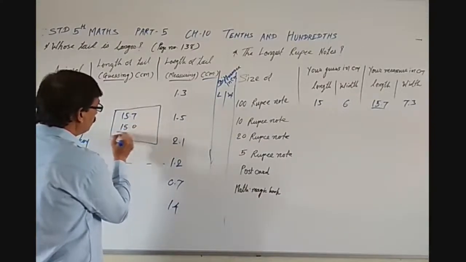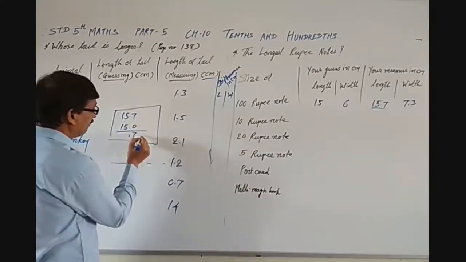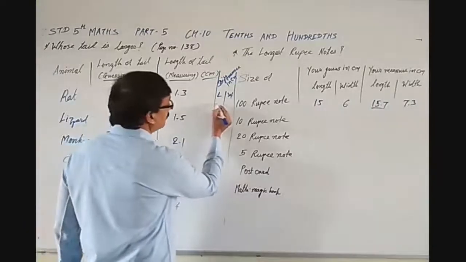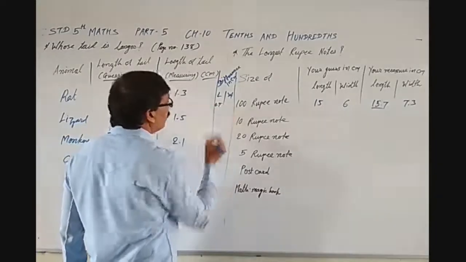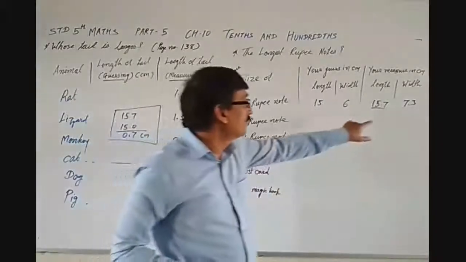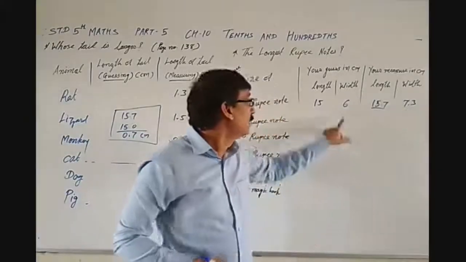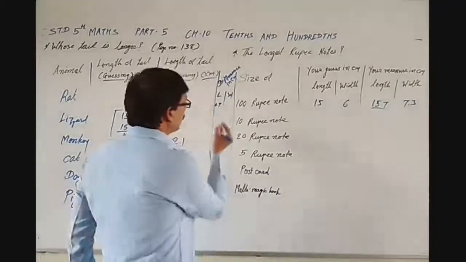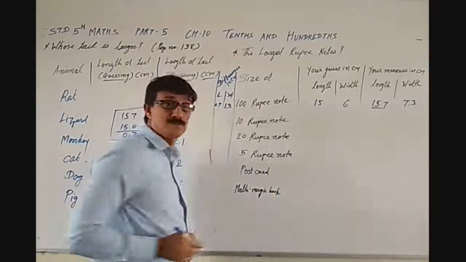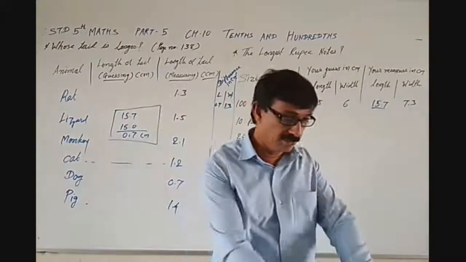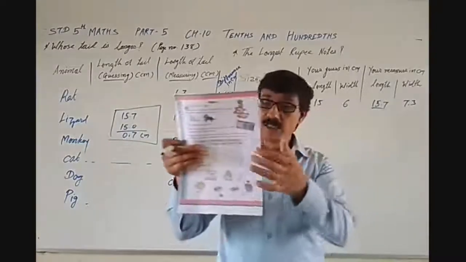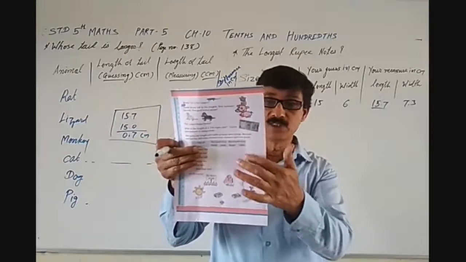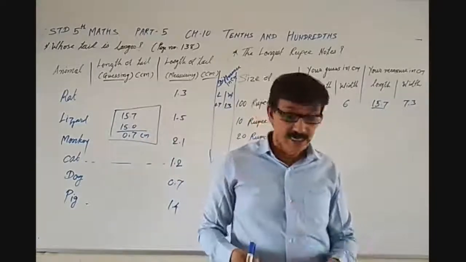Suppose it is 15.0, then the difference is 0.7 centimeter. So you should write 0.7 here. And the width. See, the width actually is 7.3 and your guess is 6. So the difference is 1.3 centimeter. 1.3. So you will have to write further somewhere over here. Draw another column as well as this one, so that you can note the difference also.